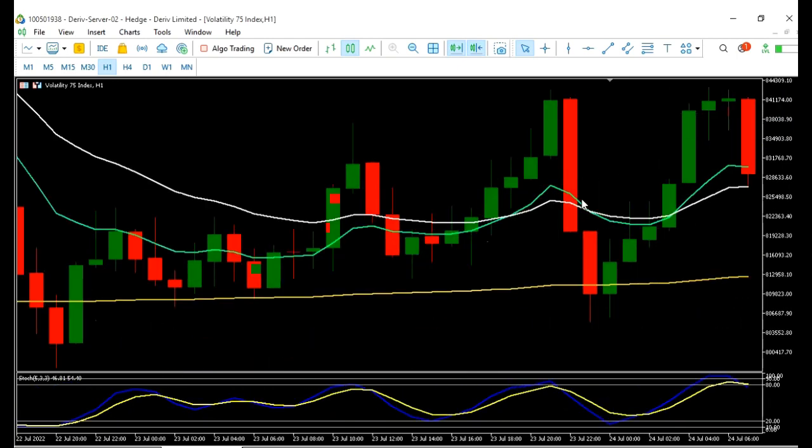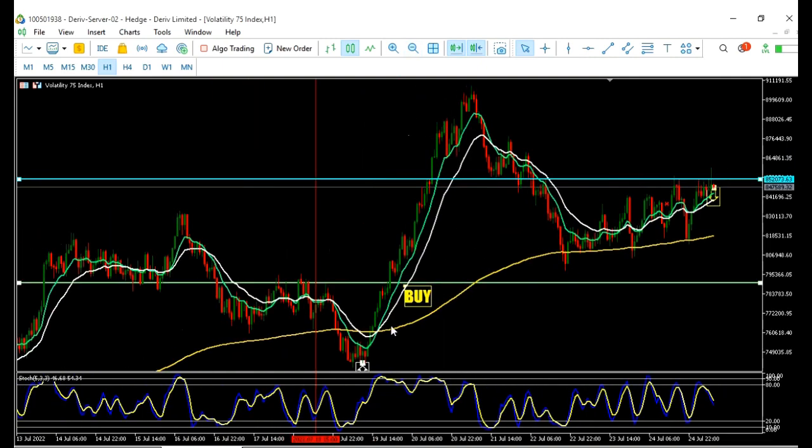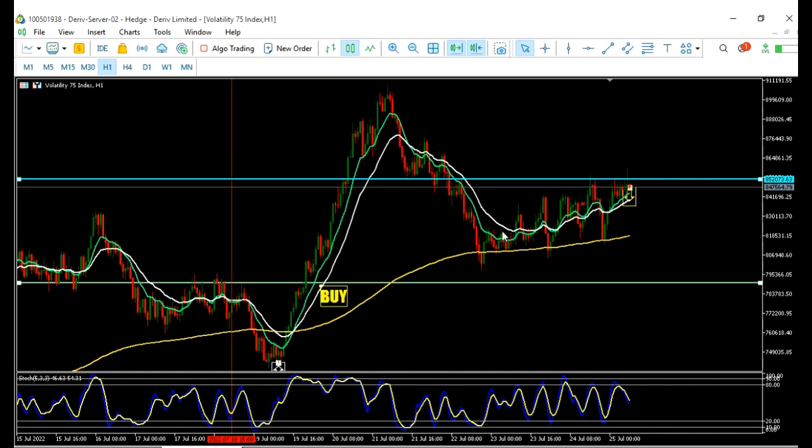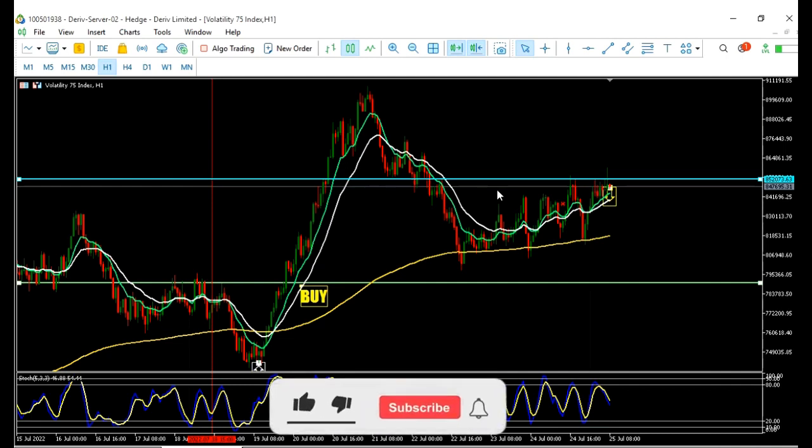So how do you trade using this strategy? Number one, add your 200 moving average on your screen. Remember, this works on smartphone. It's not only for PC, it works on smartphone.